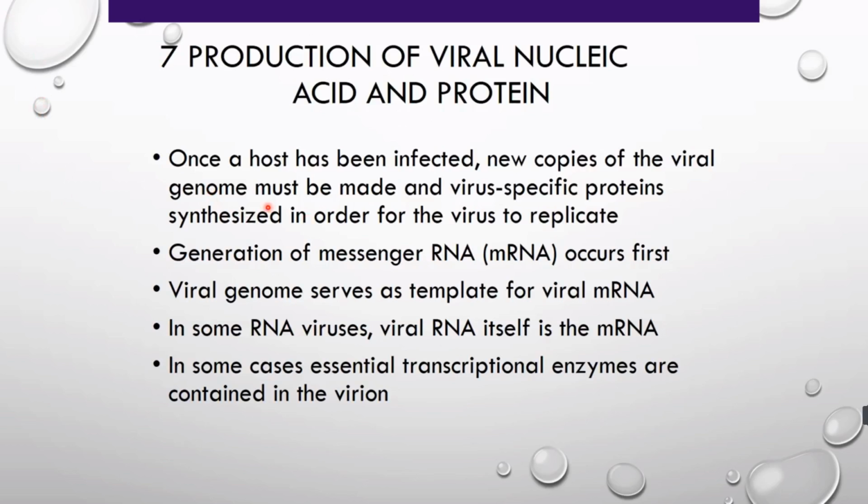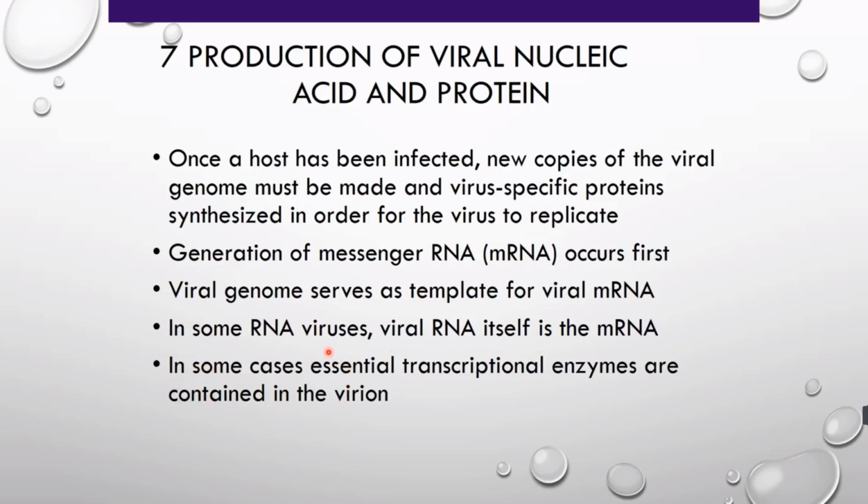The next few slides essentially summarize what we've been talking about through the Baltimore classification. So once the host has been infected, new copies of the viral genome are made. And the generation of messenger RNA occurs first. It depends on the nature of that specific virus. And this virus genome serves as the template for that viral messenger RNA. In the case of single-stranded plus strand RNA viruses, the viral RNA itself is the messenger RNA. That only happens in that one specific class, class 4.